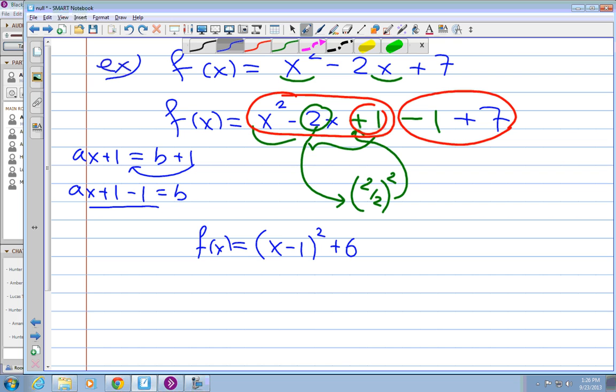What is the vertex? Positive 1, 6, because it goes 1 to the right. And that would be the max or min? Minimum. All right, so the minimum value this function takes on is 6, and x has to be 1 in order to get there. Good? Good. Let's try another one.